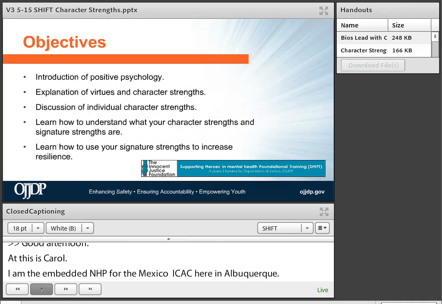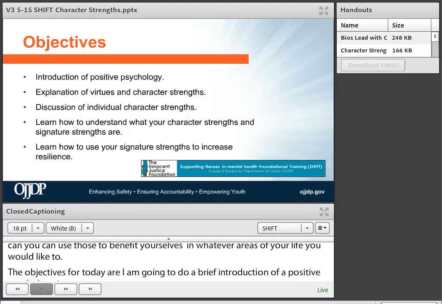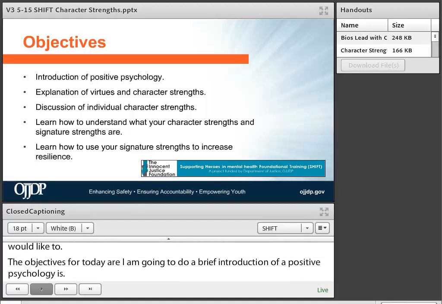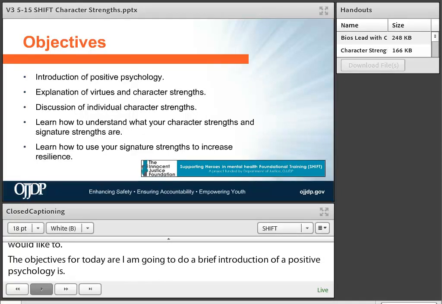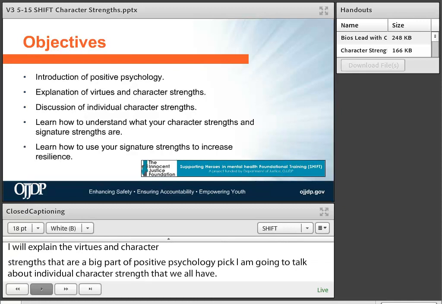So the objectives for today are: I'm going to do a brief introduction of what positive psychology is. I'm going to explain the virtues and character strengths that are a big part of positive psychology. I'm going to talk about individual character strengths that we all have, and I'm going to help you learn how to understand what your strengths are and what your character strengths and signature strengths are, and then how you can use your signature strengths to increase your resilience and to increase your happiness as a consequence.